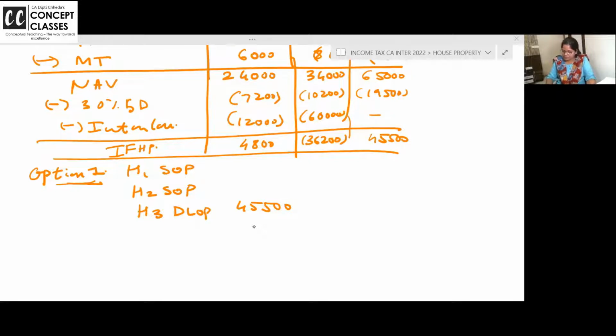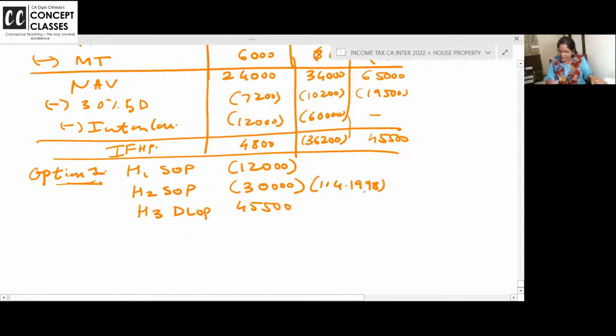Chalo. Now, if house 1 is self-occupied, what is the loss? 12,000. If house 2 is self-occupied, how much interest on loan is allowed? 30,000 only because the loan is taken on 1/4/1998.